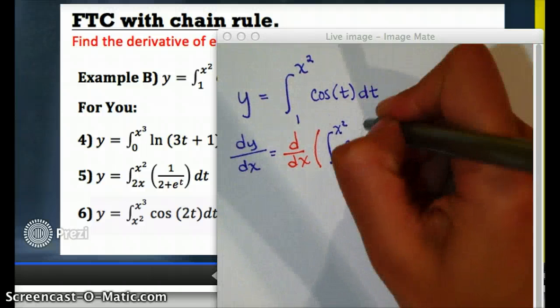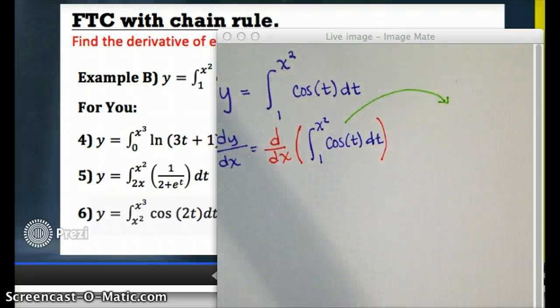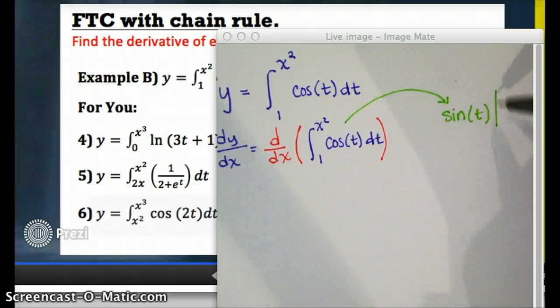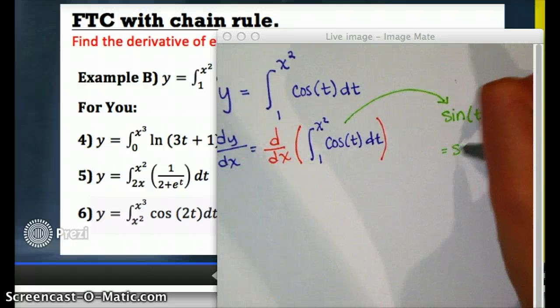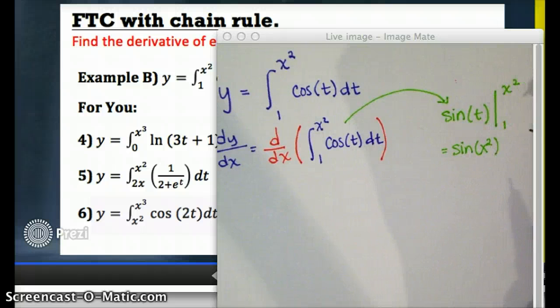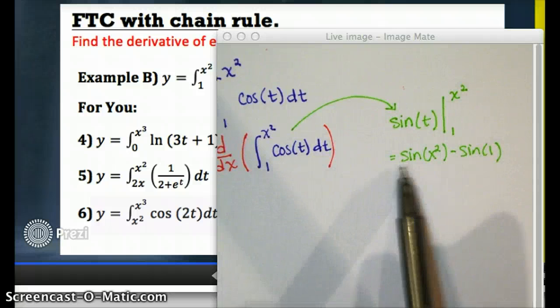As we just said, our idea was, let's try evaluating this integral. And evaluating this integral means we would want to take an antiderivative. The antiderivative of cosine is sine of t. And then I'm going to go ahead and evaluate sine, and this line says evaluate, at 1 and at x squared, and then I'm going to subtract the 2. So this integral all on the inside is going to equal sine of x squared minus sine of 1. And that's evaluating the integral the way that we were doing before using the antiderivative. Now, of course, that's just the value of the integral.